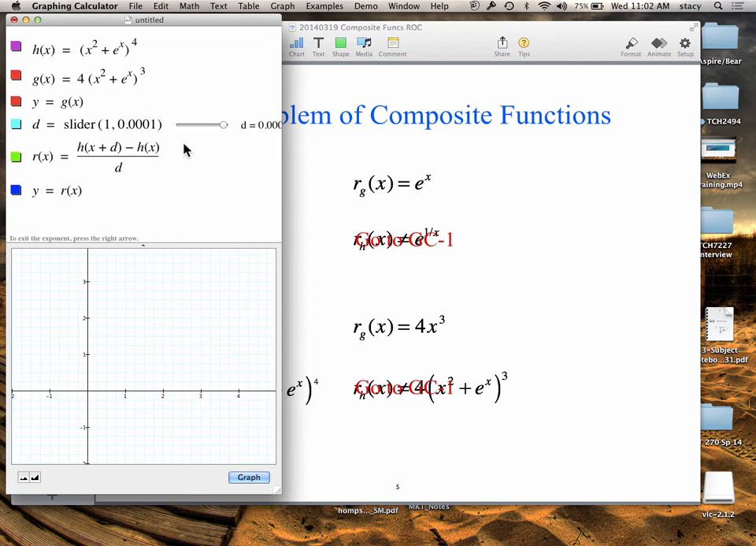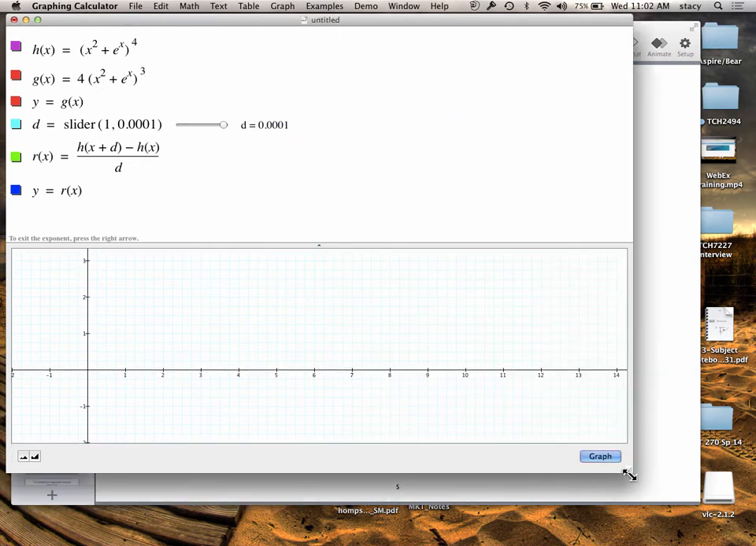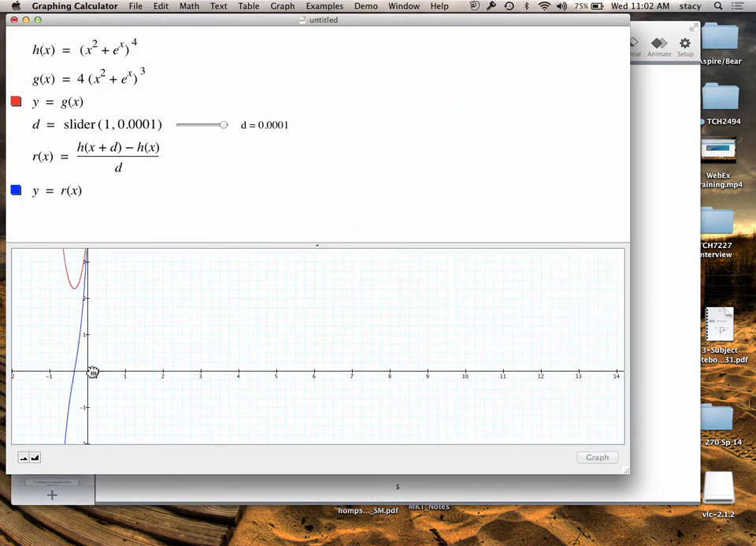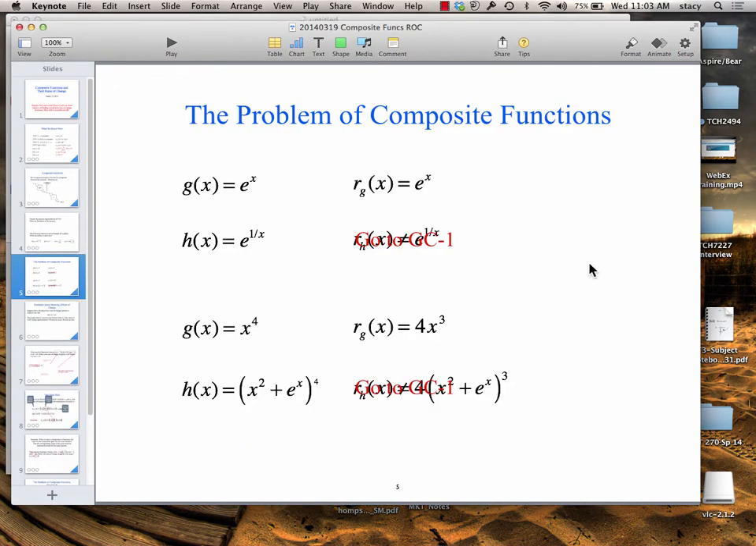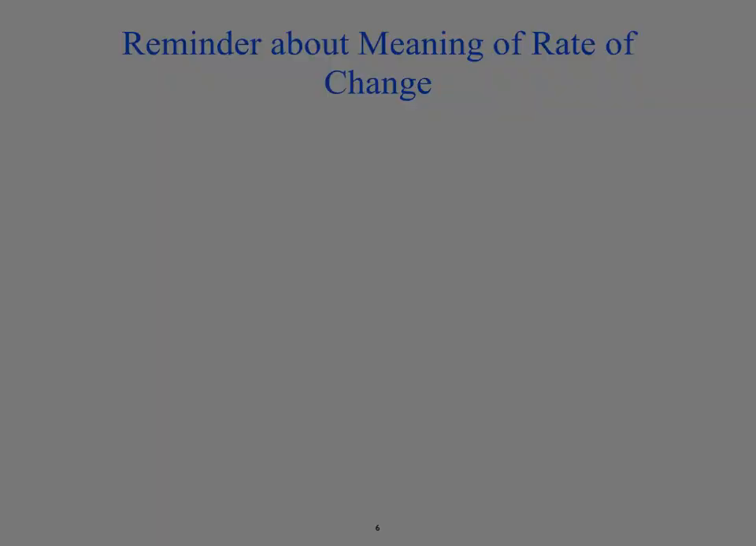Notice that's all I have to change: the function we're trying to find the rate of change of, and what my guess would be. The rate of change definition hasn't changed. It's the definition. That's what's beautiful about it. So I can press graph, and you can see that once again, our guess does not actually match up with the true trustworthy function. Hopefully I've convinced you that using graphing calculator can help us at least figure out when we're wrong.